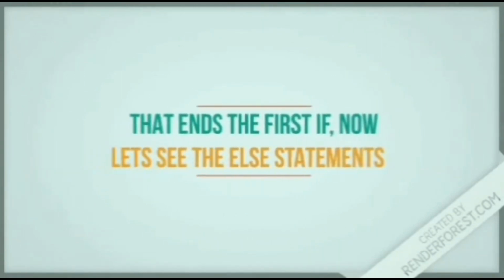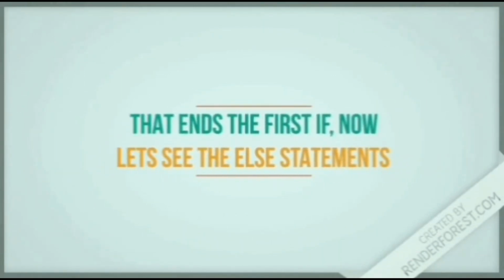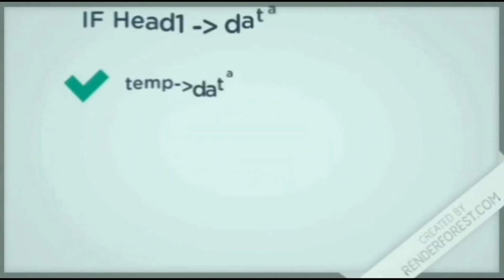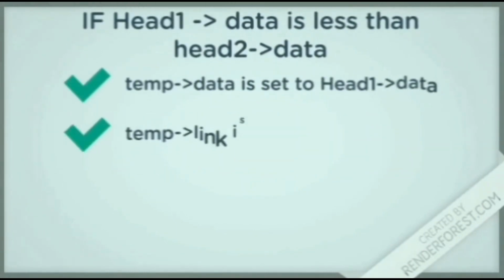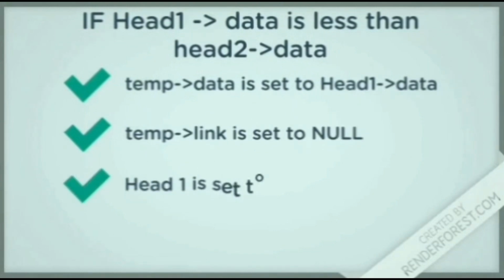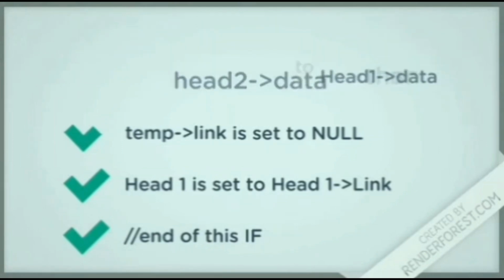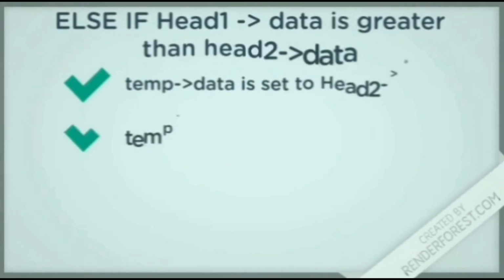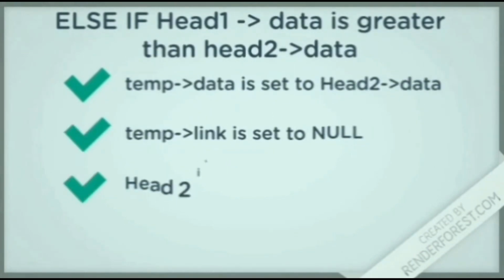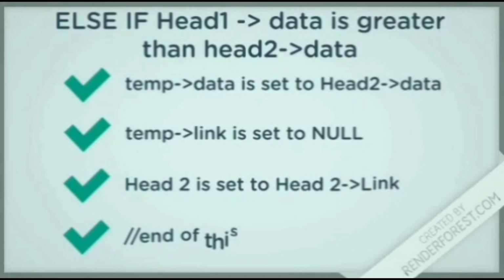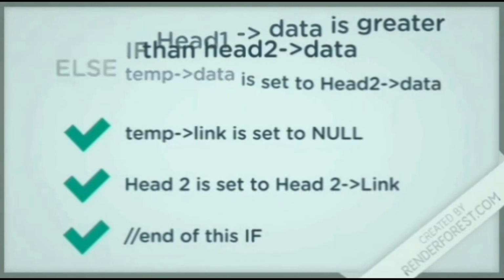That ends the first if. Now let's see the else statements. If head 1 of data is less than head 2 of data, then temp of data is set to head 1 of data, temp of link is set to null, and head 1 is set to head 1 of link. Else if head 1 of data is greater than head 2 of data, then temp of data is set to head 2 of data, temp of link is set to null, and head 2 is set to head 2 of link.